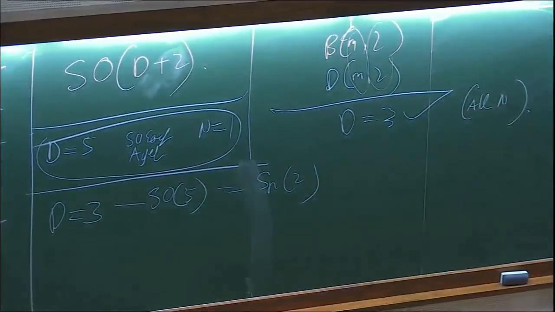Okay, so D equals 3 superconformal field theories are possible. That's good. It's good news. What about D equals 4? Are we going to kill N equals 4 Yang-Mills or not?